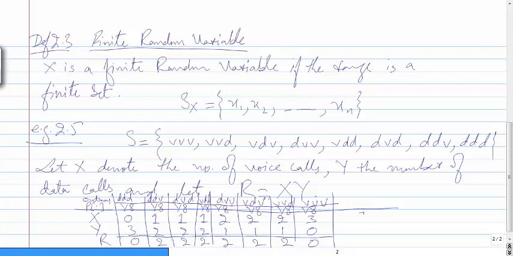So the range of the random variable X is 0, 1, 2, and sorry, 3 is also there. Let me rub this, I forgot the 3. The range of Y is again 0, 1, 2, and also 3 here. What about the range of R? It is only 0 and 2.